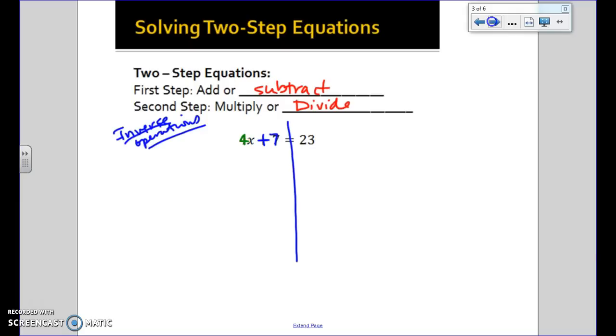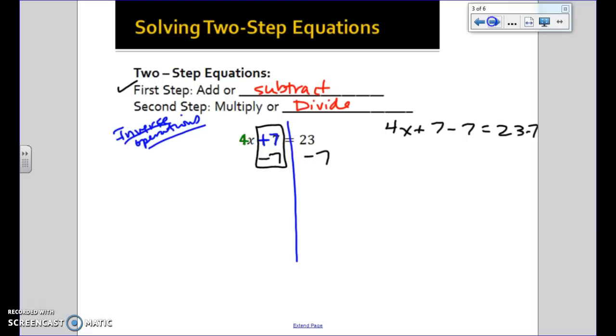And so just by following Mr. Gillum's directions, the first step I need to do is use addition or subtraction. What I see here is addition, and the inverse of addition is subtraction. So the first thing I'm going to do is subtract 7 from both sides of the equation. I'm not just subtracting it from this one term. I'm subtracting it like 4x plus 7 minus 7 equals 23 minus 7.